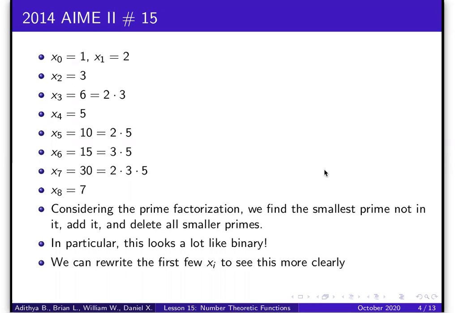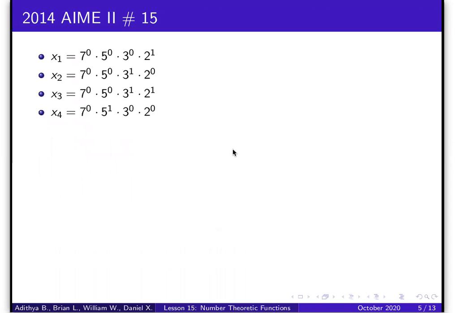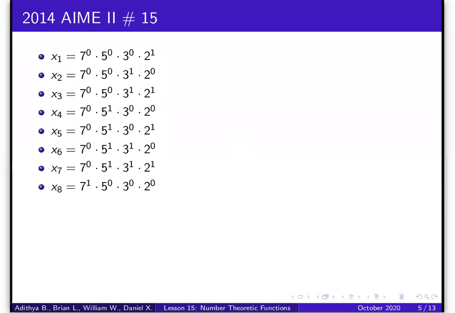So just for a bit more clarity, we'll be writing out the first few x_i in this form. So when we consider the exponents of 2, 3, 5, and 7, this is what it looks like. And now you can see pretty clearly the structure of the sequence. 0, 0, 0, 1 is 1 in binary, 0, 0, 1, 0 is 2 in binary, 0, 0, 1, 1 is 3, and so on.